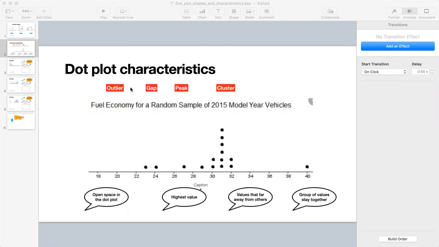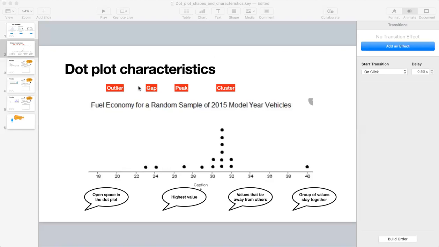So let's talk about what an outlier is. When you have a dot plot, you won't always have all four. You may have just 1 out of 4 or 2 out of 4. Sometimes they have all. So in this dot plot, I put them all in, so you will know the definitions along the way.